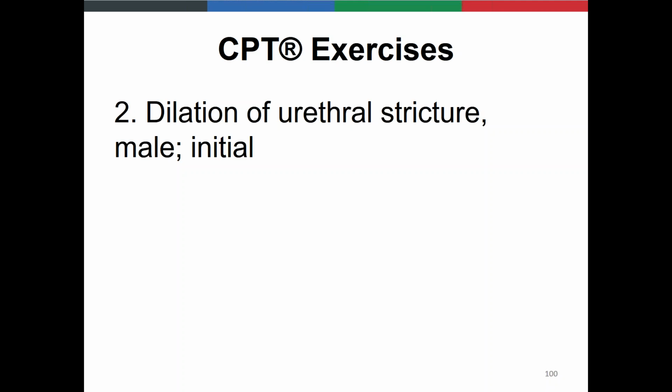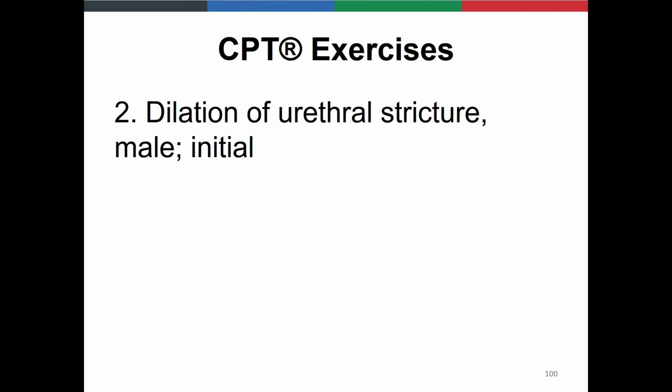No. A couple of things tell me that it is not. Number one is that it really is not a dilation. It's a cystourethroscopy, whatever, scopy. Boy, it's late at night. It also says male or female, and this says male. Now that doesn't discount the code, but it just seems like that is a much more complicated procedure than what they're looking at right here, which is the dilation of the urethral stricture.